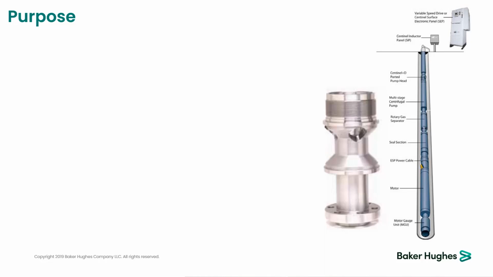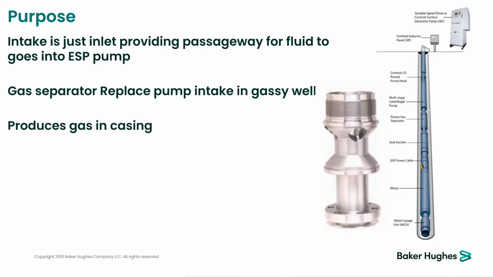The second part of the ESP pump is the intake. Simply put, the intake is just a port that provides the pathway for the fluid from the reservoir, from the perforation, to the ESP pump. So there is no technology and not a lot of detail on the intake. It's just an inlet for the fluid to go from the perforation to the ESP pump, with a flange-to-flange connection with the pump.